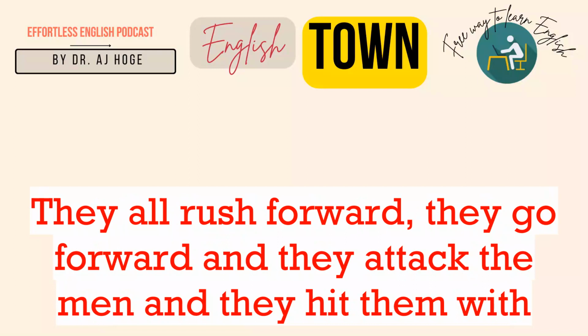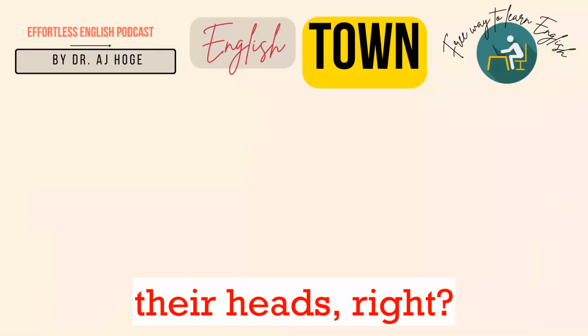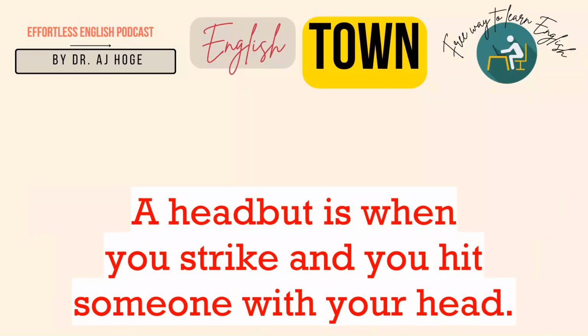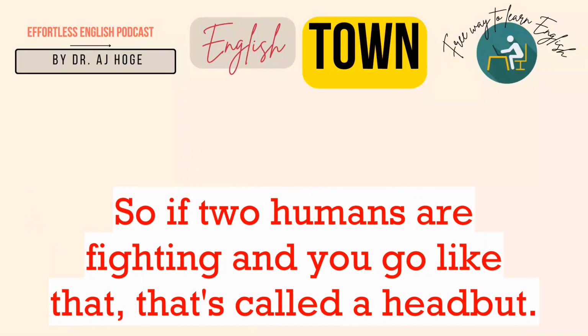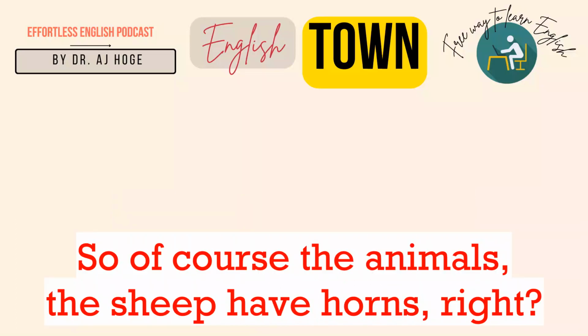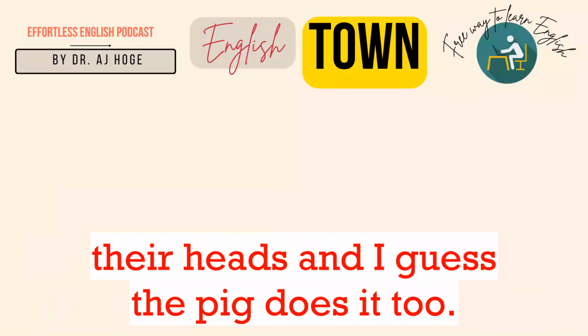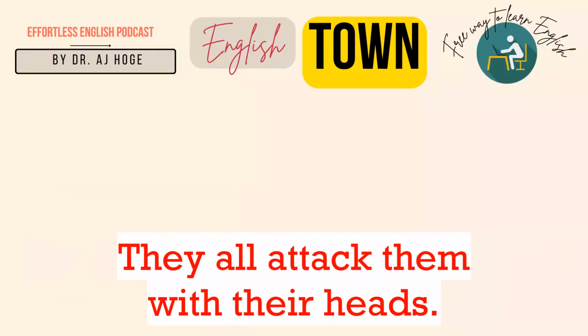Next, Benjamin the donkey and all the sheep, and also Snowball himself, all rush forward and attack the men, and they hit them with their heads, right? It says they headbutt them. A headbutt is when you strike or hit someone with your head. So if two humans are fighting and you go like that, that's called a headbutt. Bam. So of course the sheep have horns, right? They've got the big horns, and they headbutt them. And I guess the pig does it too. They all attack them with their heads.